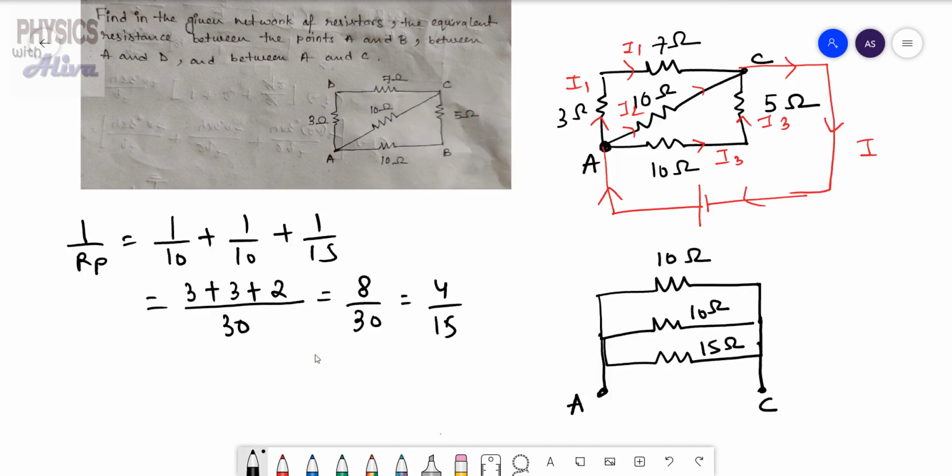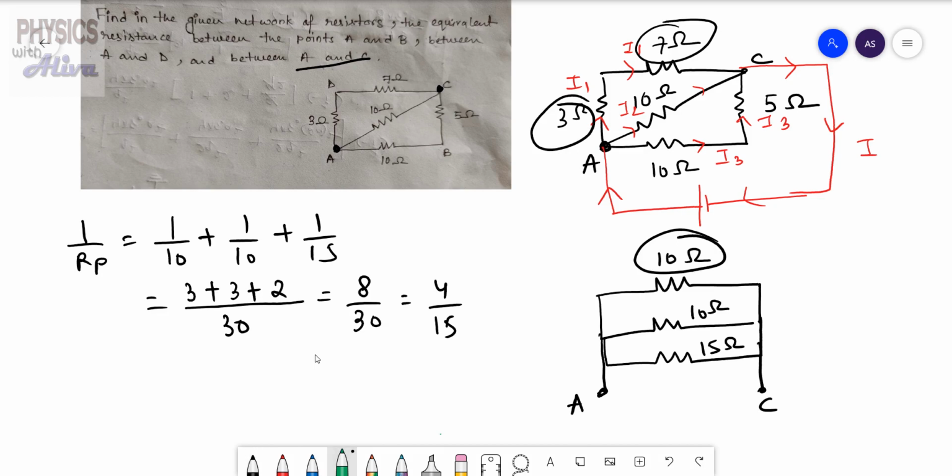Now we will calculate the equivalent resistance across A and C. So we will connect a battery across A and C. We have connected this. Now see the current distribution. I1 current is flowing through 3 ohm and 7 ohm, I2 current is flowing through 10 ohm, and I3 current is flowing through 10 ohm and 5 ohm. From this structure we can see very simply that the same current I1 is flowing through 3 ohm and 7 ohm, so they are connected in series combination. So we will get 10 ohm from this 3 ohm and 7 ohm.